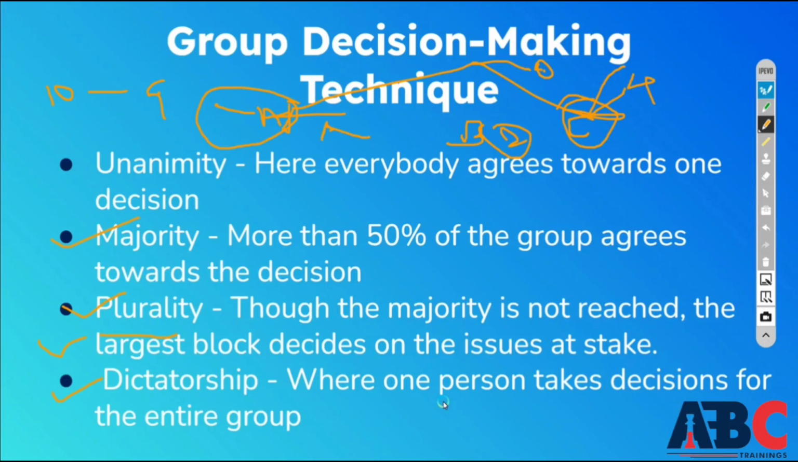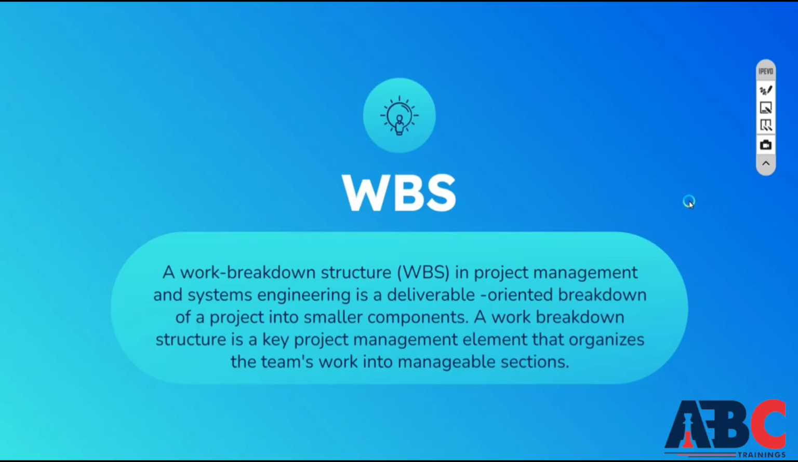This is called dictatorship. What is WBS? WBS means work breakdown structure. Its definition is like this: work breakdown structure in project management and system engineering is a deliverable oriented breakdown of a project into smaller components. Work breakdown structure is a key project management element that organizes the team's work into manageable sections.